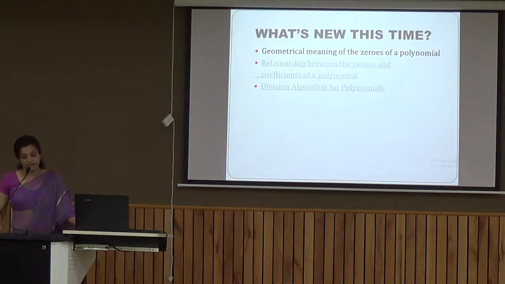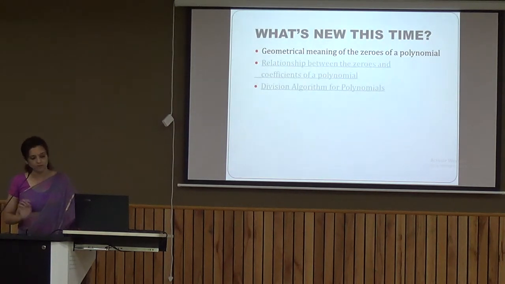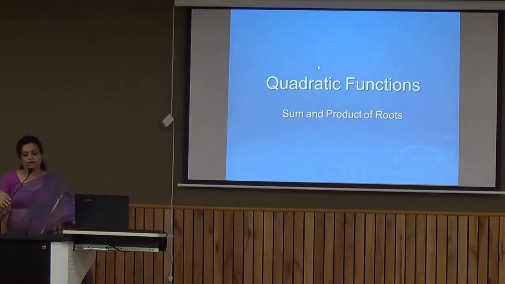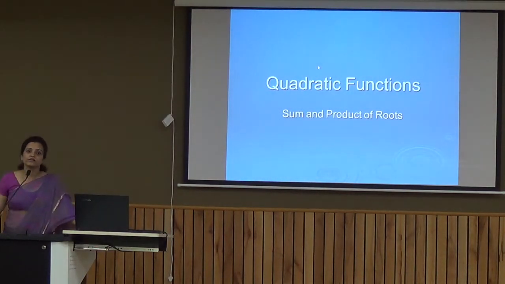Now what is new this time? The first point was the geometrical meaning of the zeros of a polynomial. Now let us see the relationship between zeros and coefficients of a polynomial. This is also known as quadratic functions, sum and product of roots.